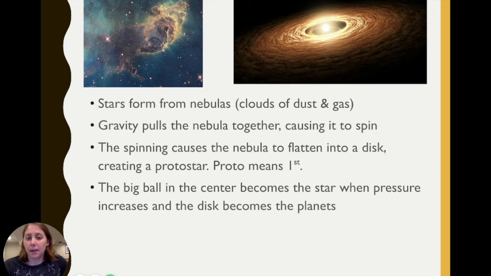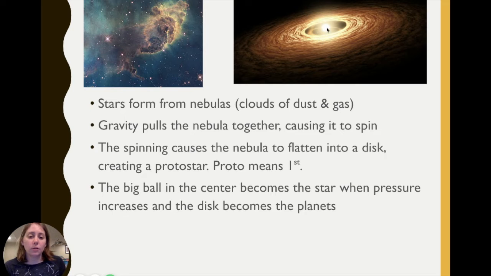Gas has mass. Even though it's very small, anything that has mass has gravity. So the gravity of these tiny particles over a very long time is going to slowly pull them together. And when they pull together, they're going to start to spin. It's much like ice skaters. When ice skaters are on the ice and they're spinning and they pull their arms in, that's going to cause them to spin really fast. So as this cloud collapses and connects, it's going to start to spin.